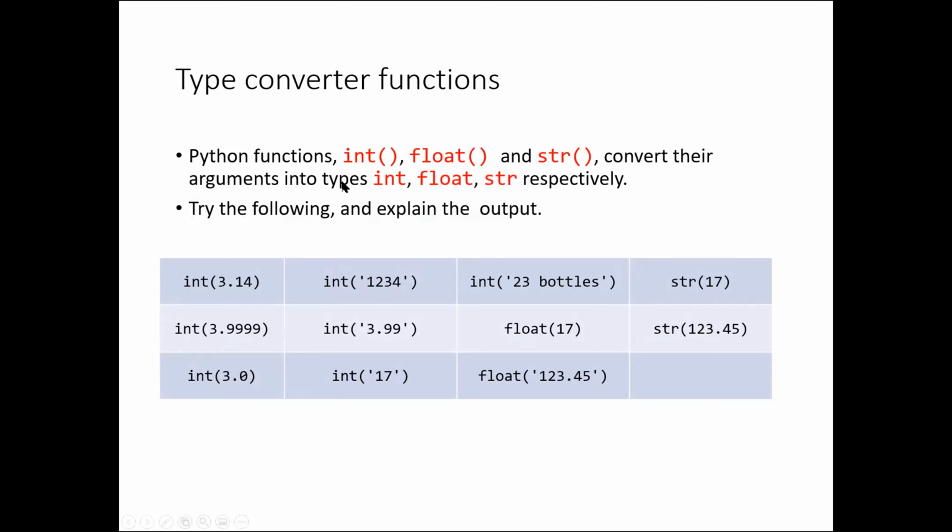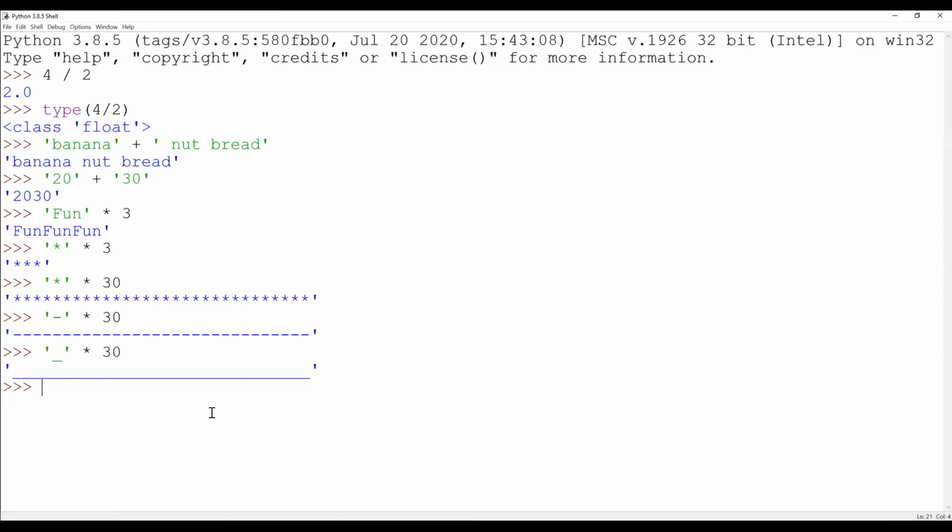You can use the converter function int to convert something to an integer, float to convert something to a float, and str to convert something to a string. But remember that you can't convert all values. I will give you examples. If I quickly switch to my other window, for example, 3.14, you know that it's a floating point number. So you can use int(3.14).